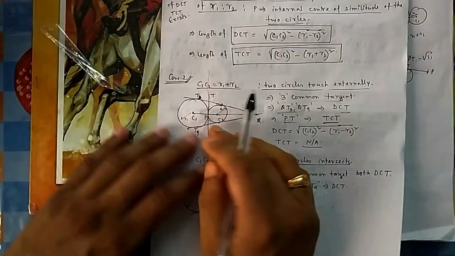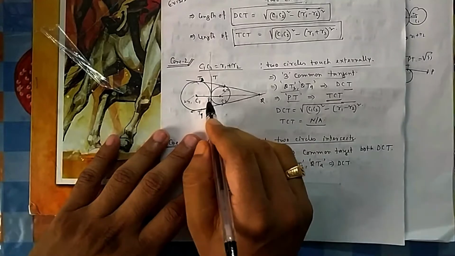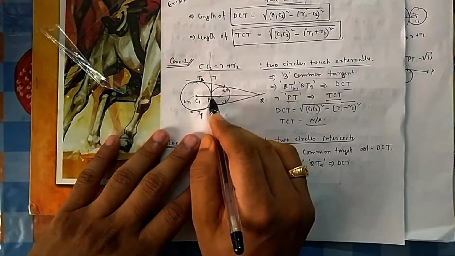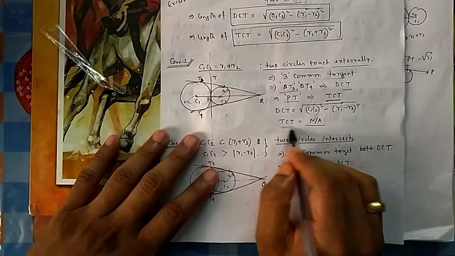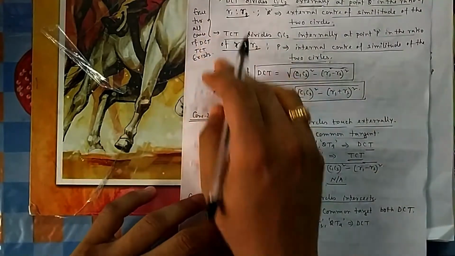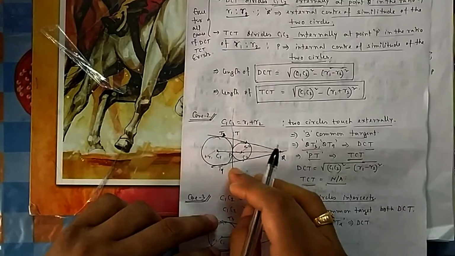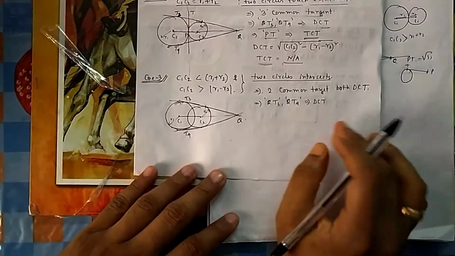For TCT it is also possible, because this TCT divides C1 C2 at the point P in the ratio R1 is to R2, because it is divided. Length is not possible, but all other theorems are possible. TCT divides internally, DCT divides externally in the ratio R1 is to R2.